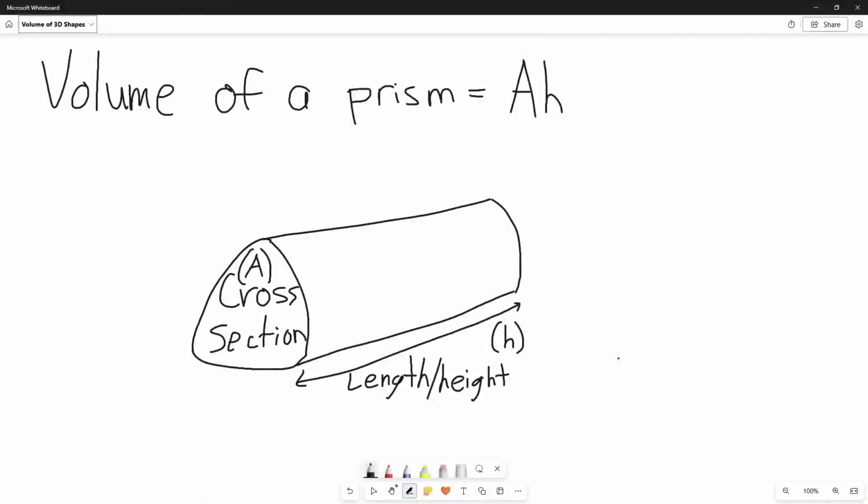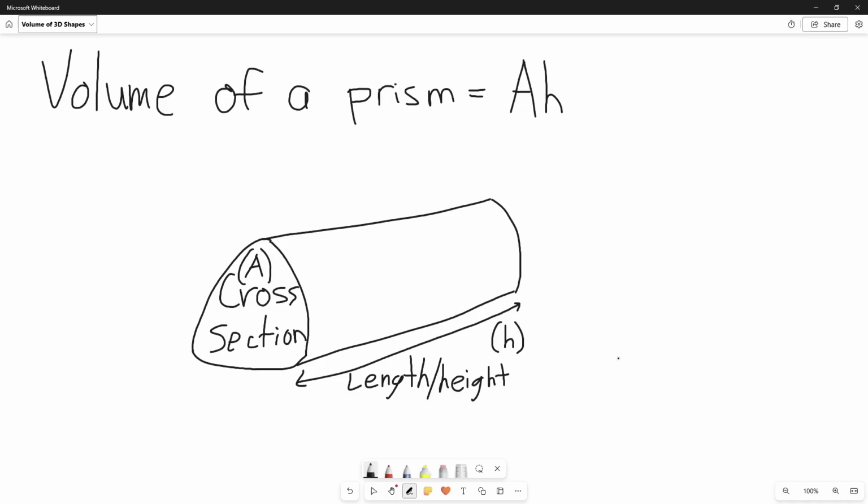So the volume of a 3D shape is a measure of how much 3D space it takes up. And a 3D shape can also be called a solid, and you're going to need to be able to accurately calculate the volume of a number of common shapes. So first, let's look at prisms.